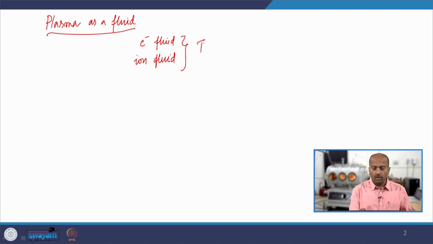So, this model of plasma in which you consider the entire plasma to be made up of two interpenetrating fluids is called the two fluid theory.